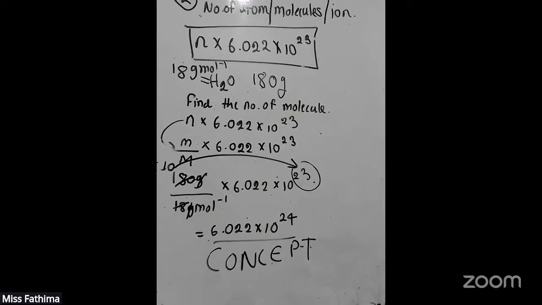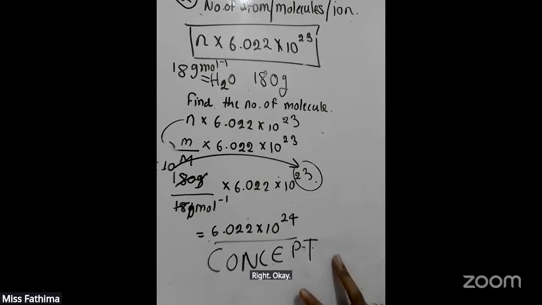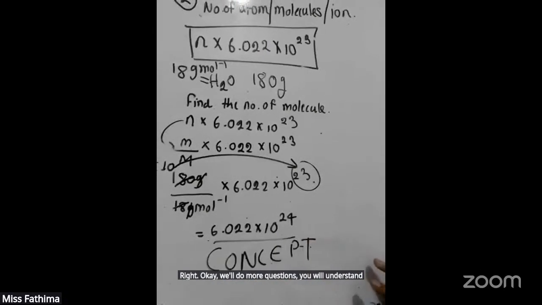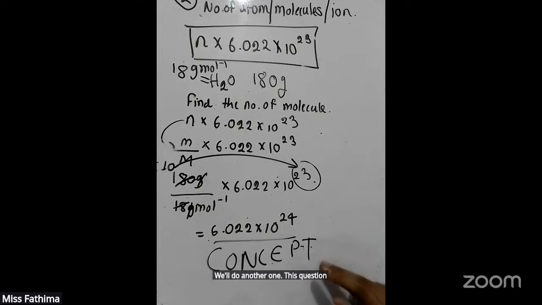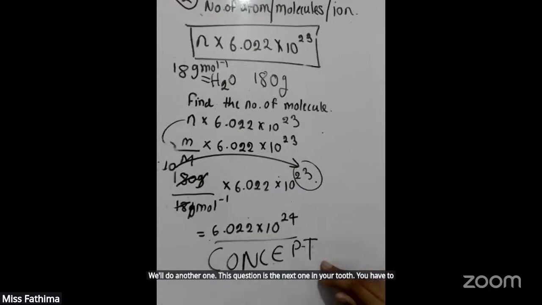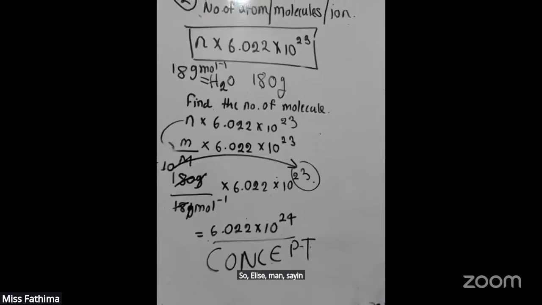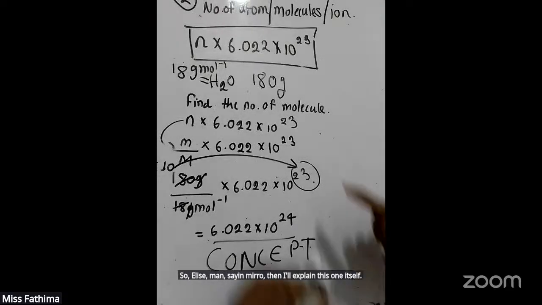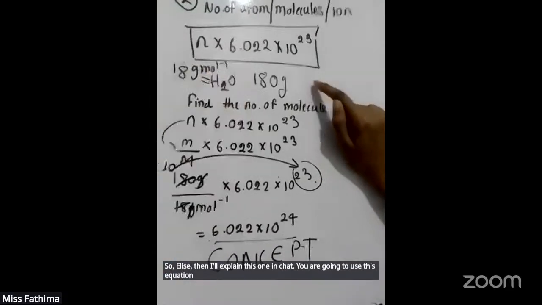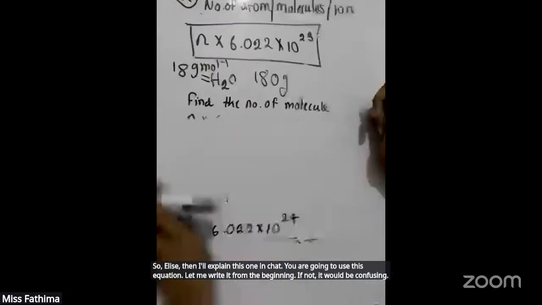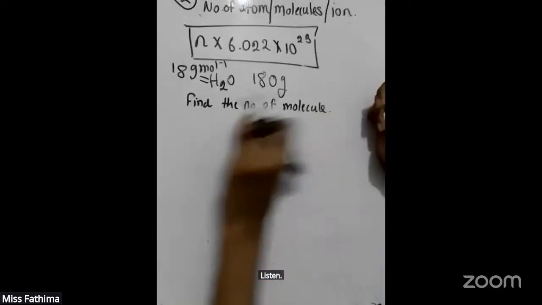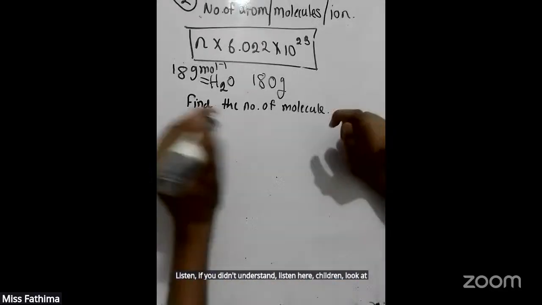Okay, we'll do more questions. You will understand when I do questions. We'll do another one. This question is the next one in your tute. You have to do it, right? So listen once again, Milo, then I'll explain this one. You are going to use this equation. Let me write it from the beginning, if not, it would be confusing. Listen, children, if you didn't understand, look at the board, concentrate.